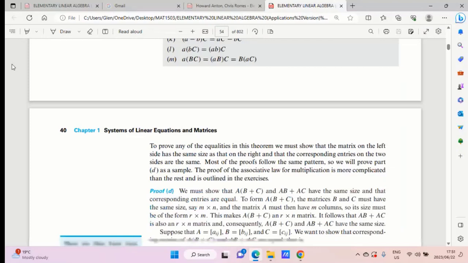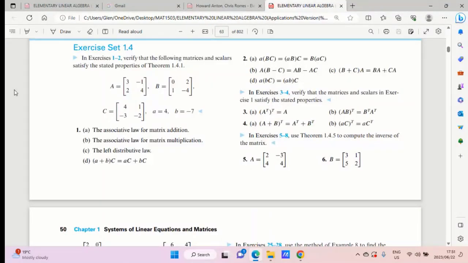Now let's come to number C, the left distributive law. Yes, sir. I was done, but I realized I've made a mistake on the left-hand side, so I'm still rectifying it. But we'll take a minute.